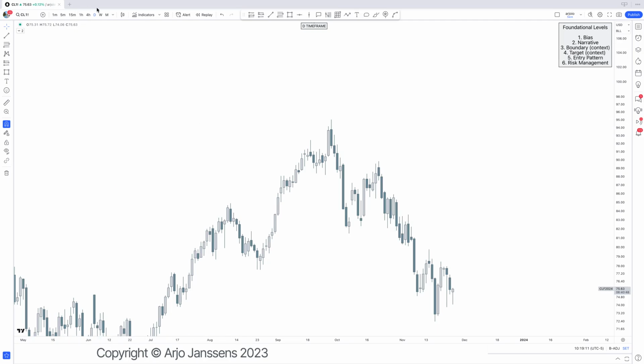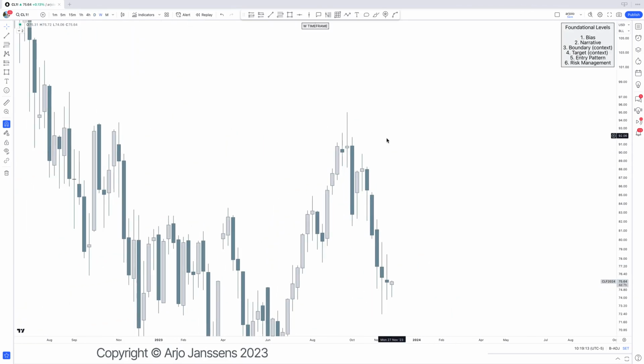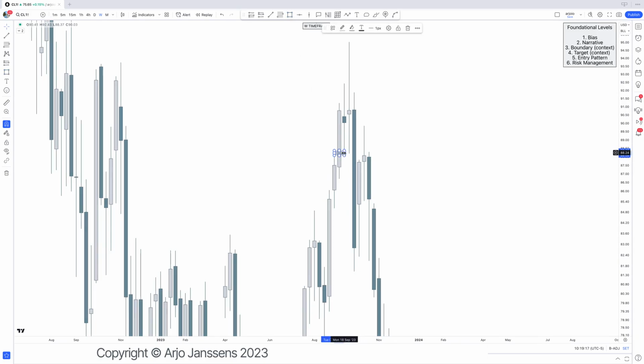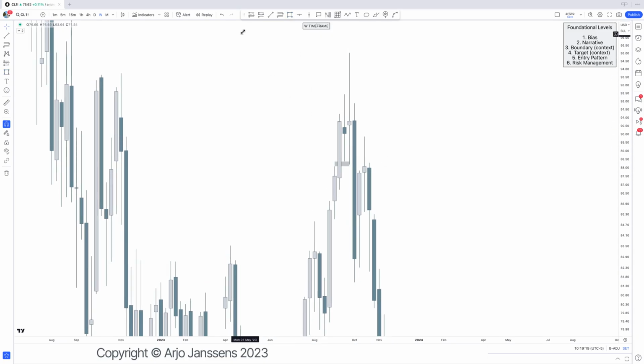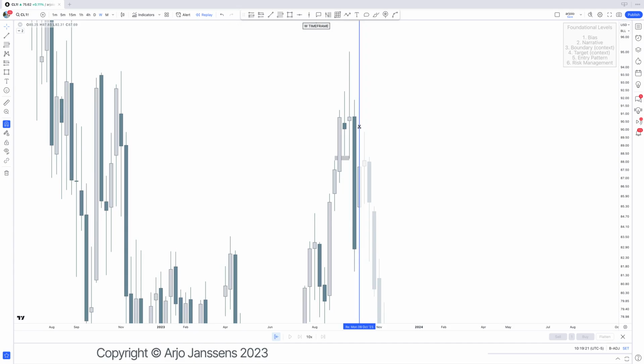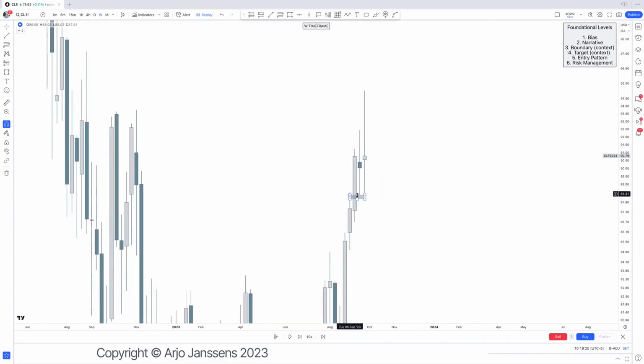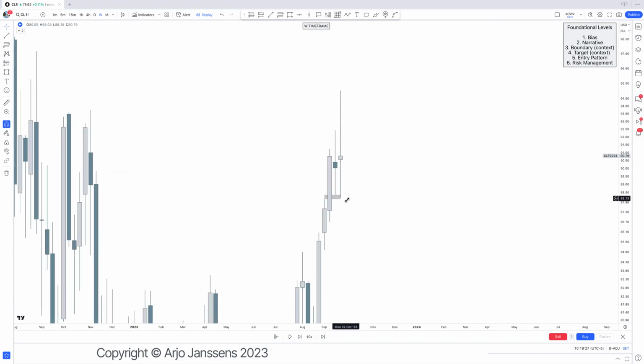So right here, if we look at the weekly time frame, again, we have this weekly fair value gap. And from now on, I'm not going to say anything anymore. I'm just going to use the replay tool. All right, the weekly fair value gap right there did something. What did it do?